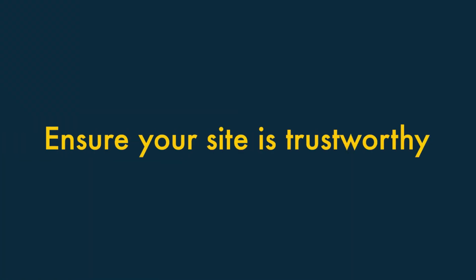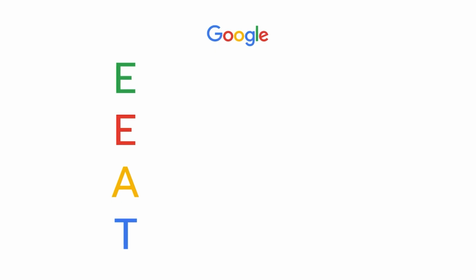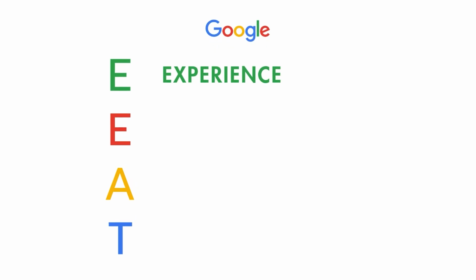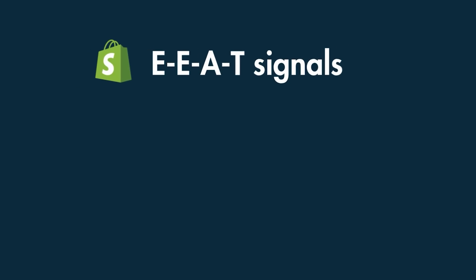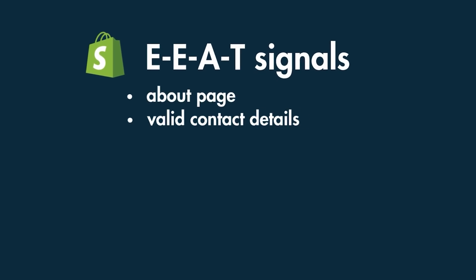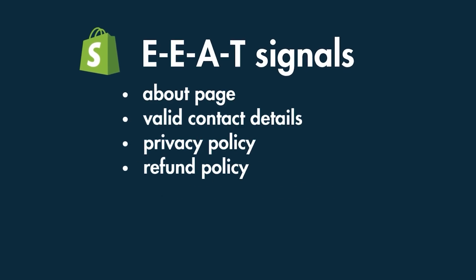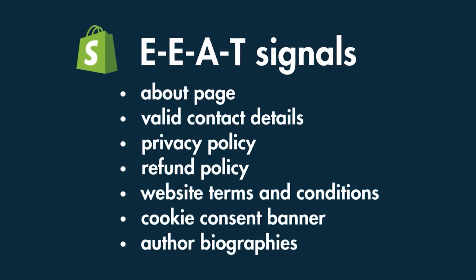14. Ensure your site is trustworthy. Google prioritizes sites that are trustworthy. It looks for EEAT signals on websites, with this acronym standing for experience, expertise, authoritativeness, and trustworthiness. You can add EEAT signals to your Shopify store by ensuring that it contains an about page, valid contact details, a privacy policy, a refund policy, website terms and conditions, a cookie consent banner, and author biographies.